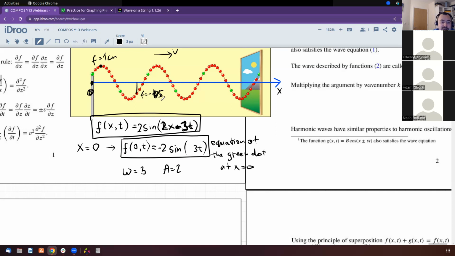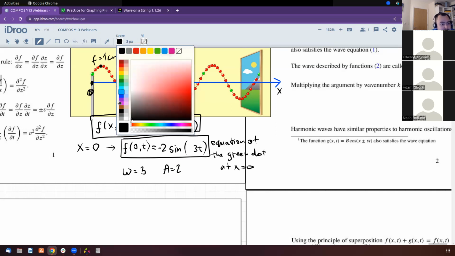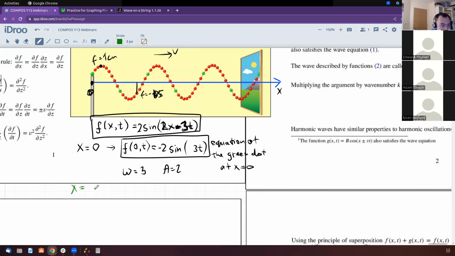Very good. Now, if I take x equals, I don't know, 2, we find a point where x equals 2, and it gives us the equation of this red dot at x equals 2. So f of 2, t equals 2 sine 4 minus 3t.